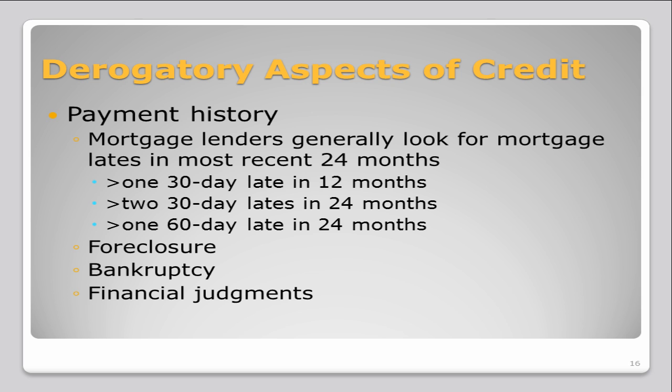But in most cases, you can have one 30-day late in the last 12 months and two 30-day lates in the last 24 months, as long as they are not both 30-day lates in the most recent 12 months. Or you can have one 60-day late in the last 24 months. If you have more than that, generally, the lender is going to decline the loan.